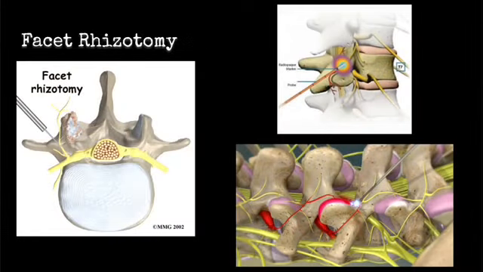Facet rhizotomy is a radiofrequency current that deadens the nerves around the facet joint. This prevents pain signals from reaching the brain. Patients who respond well to facet joint injections may benefit from these. Pain relief may last for more than a year, which is most of the time longer than the facet joint injections.